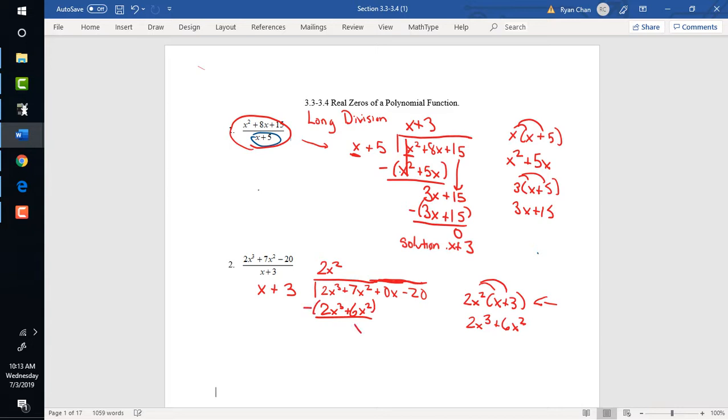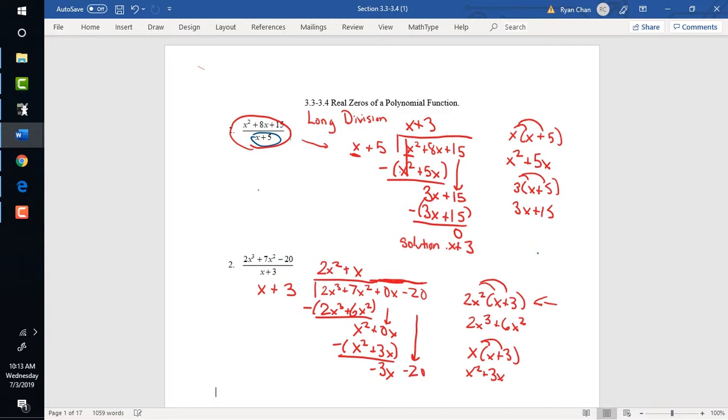And I have x squared, and I have plus 0x, okay, as a placeholder. Now, I'm going to think about what multiplies x to get to x squared. So it'll be x. So I subtract, and I have negative 3x, and I bring down negative 20.